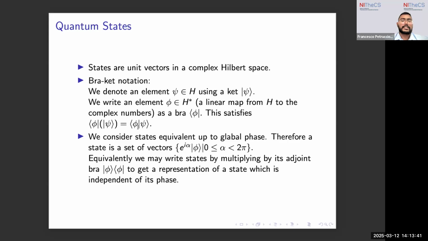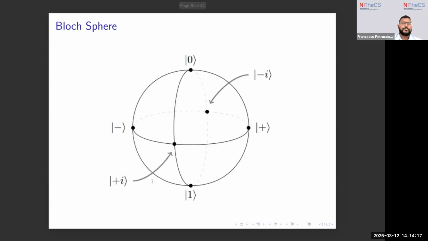But we also consider states equivalent up to global phase. So we don't consider an element, we consider a state as a collection of vectors in our Hilbert space when we allow phase. However, we can write a state in this format at the bottom here by multiplying it by its adjoint bra to get a representation of the state which is independent of its phase. So we are essentially copying it somehow. The idea of copying also becomes important later on.